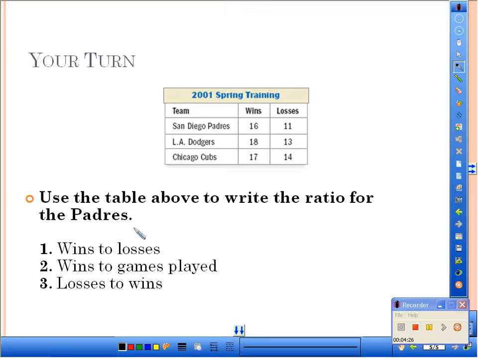Now check your answers. Wins to losses would be, for the Padres, notice we're looking at the Padres. Here's our wins and losses, would be 16 to 11. Wins to games played, we would combine the wins and losses for a total of 27 games played. So our ratio for number 2 should be 16 to 27. And then finally our losses to wins, 11 to 16. Again, you can write it using the colon, the fraction bar, or the word to.